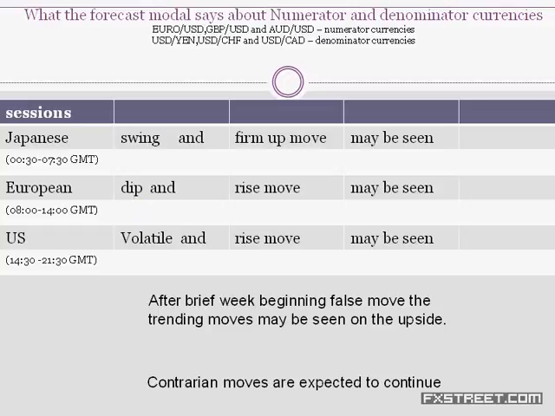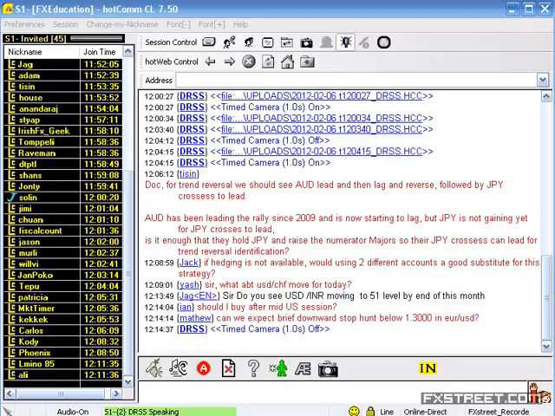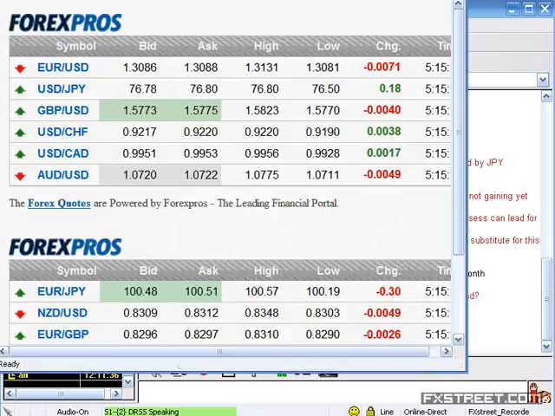Let me minimize the PowerPoint presentation and try to answer the questions which are asked here. Meanwhile, I'll focus the camera on the live market page.